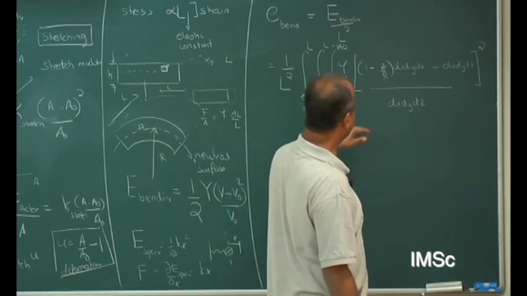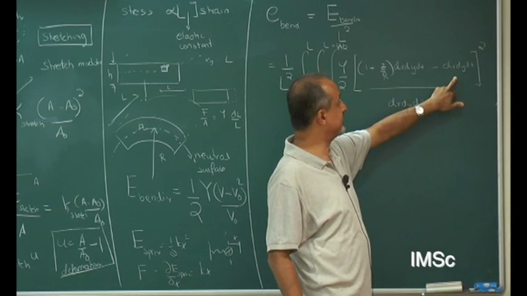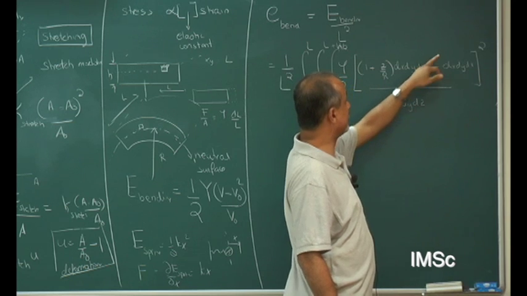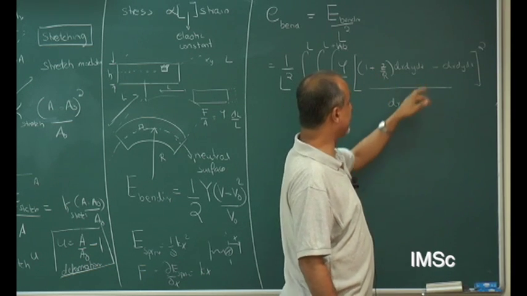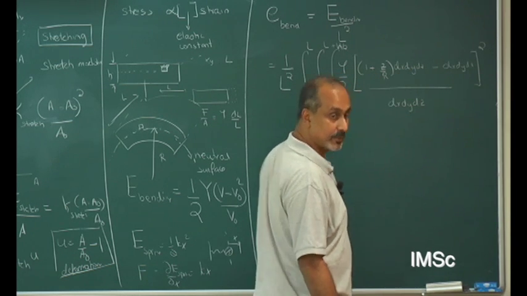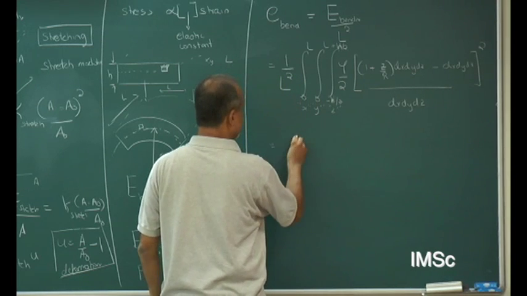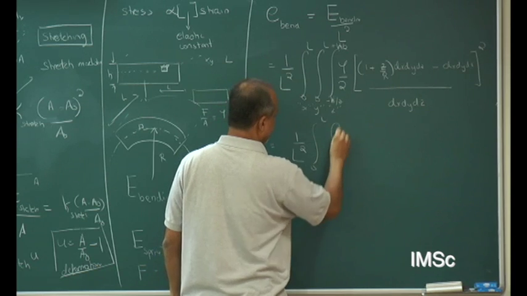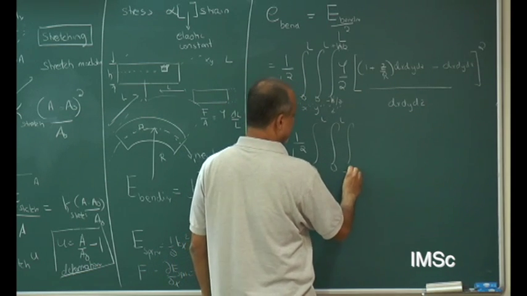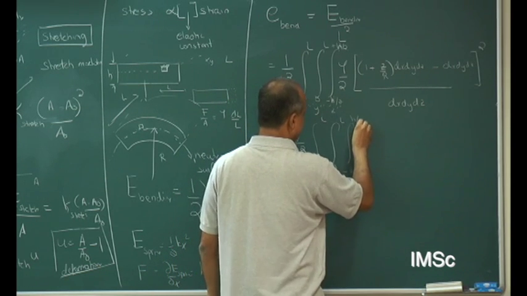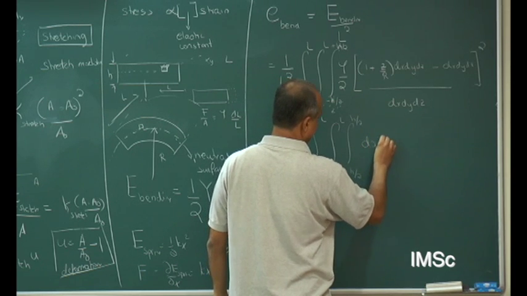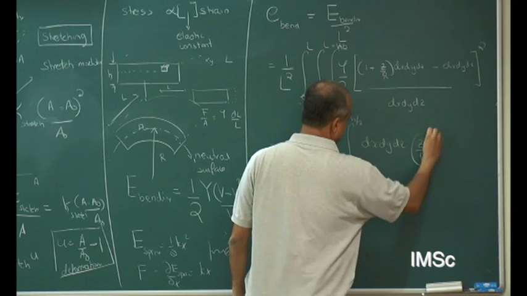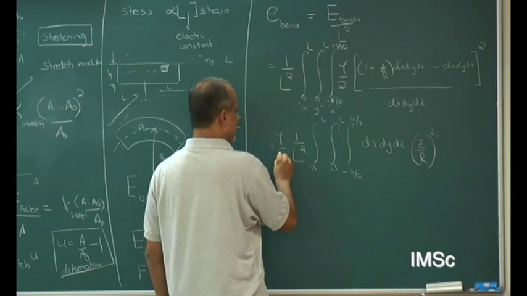Okay, so now we can expand this. The first term, of course, goes away. That's just dx dy dz minus dx dy dz. What is left is z over r times this whole square. This is z squared over r squared, and these terms cancel from the top and the bottom. So this I will write as 1 over L squared, integral from 0 to L, integral from 0 to L, integral from minus h divided by 2 to h divided by 2, dx dy dz, z divided by r, the whole squared, and a factor of Y divided by 2.